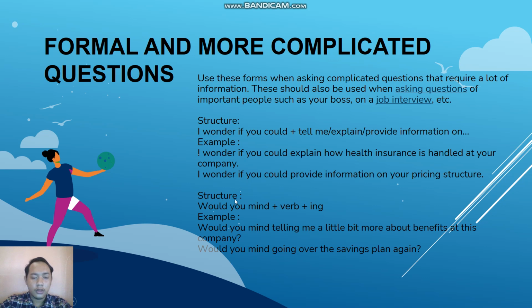The second structure is: would you mind plus verb plus -ing. For example, would you mind telling me a little bit more about the benefits at this company? Would you mind going over the savings plan again? So before asking about the benefits at this company or the savings plan, they are asking for permission first. Would you mind telling me? Would you mind going over?